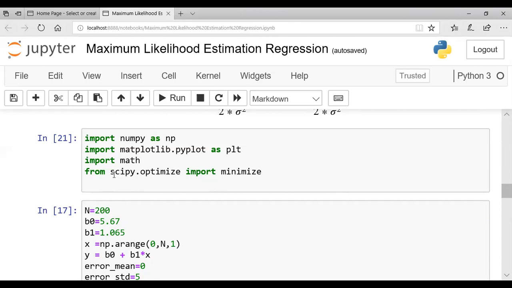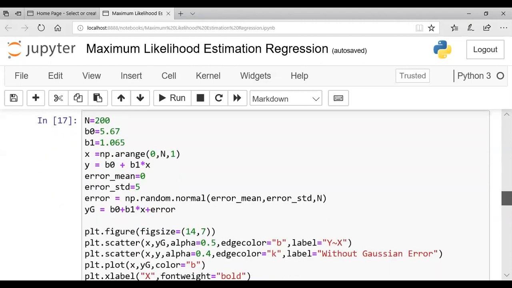NumPy we discussed, this is scipy. Scipy is basically for optimization purposes. So from scipy.optimize import minimize. These minimization and maximization functions are important, to minimize a function, to maximize a value.